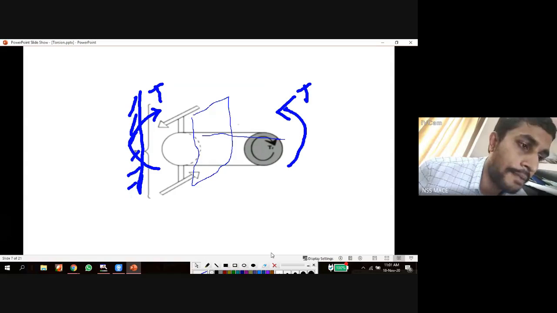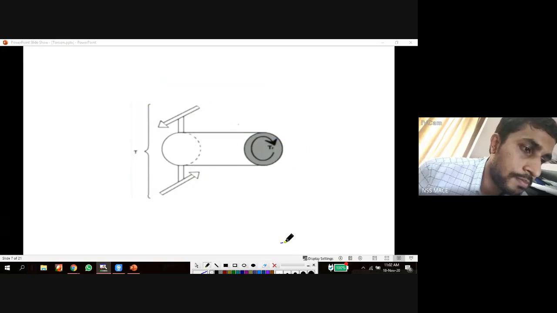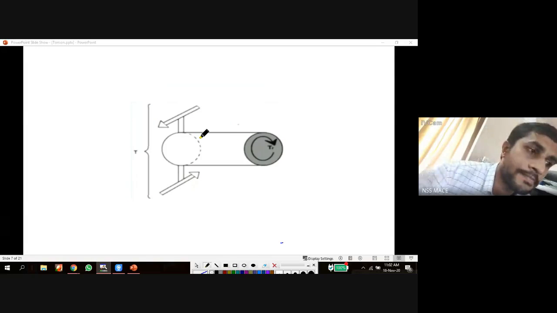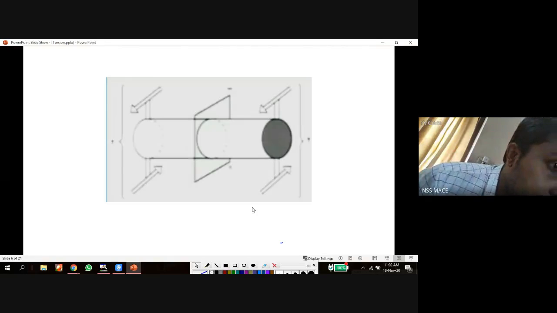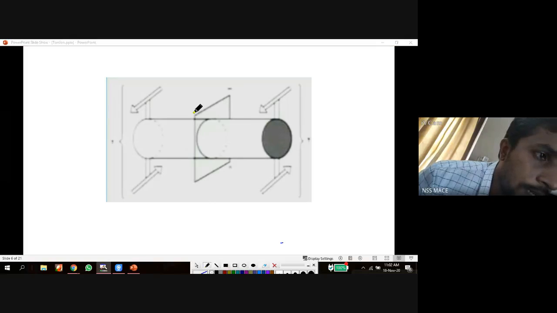So this is the shaft after cutting. Sorry, this end is taken for the analysis. This is the shaft after cutting.